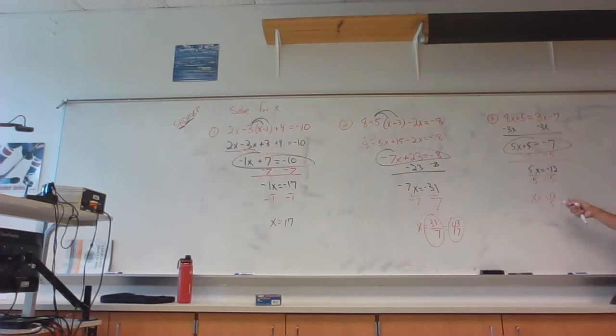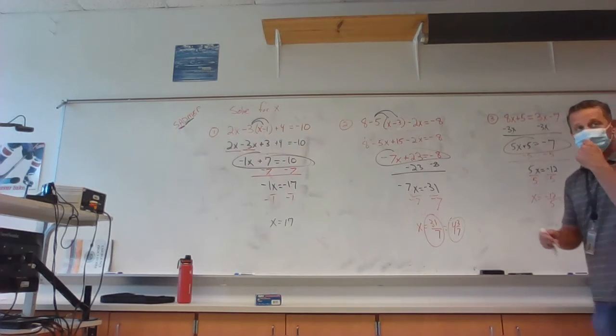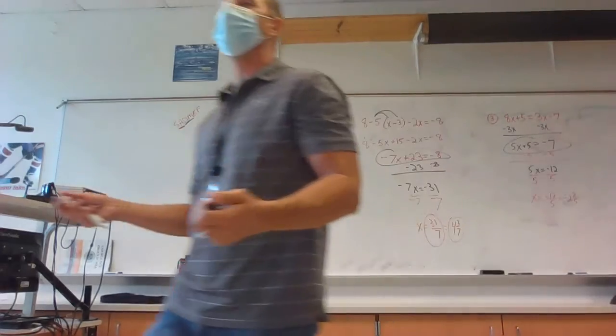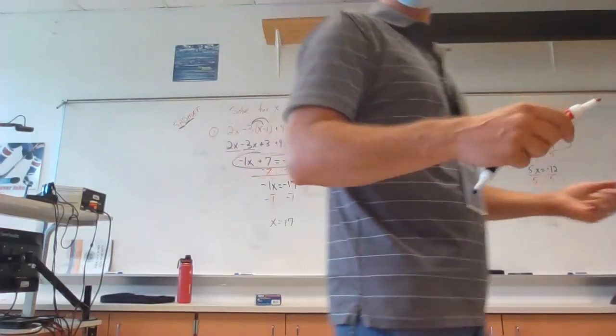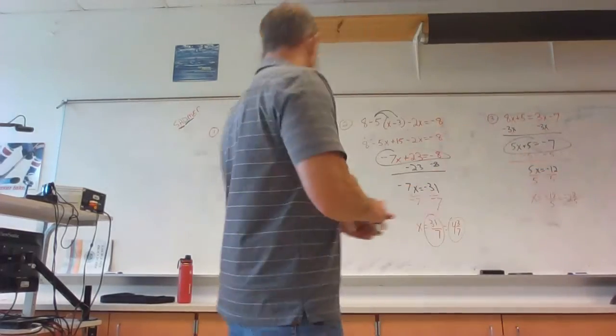Or, how many times does 5 go into 12? Twice. So negative 2, and there's 2 left over, negative 2 and 2 fifths. Okay? So it's the same process, except we have to move the variables from one side of the equation to the other side of the equation. Okay?